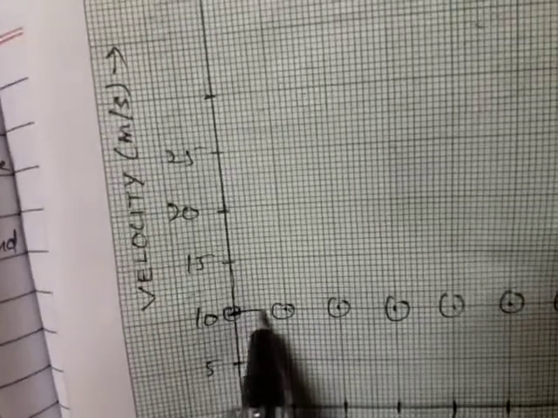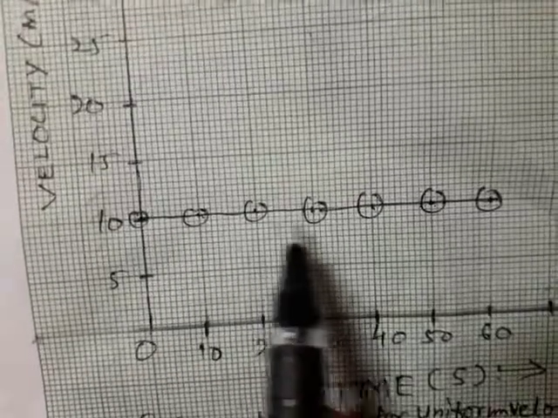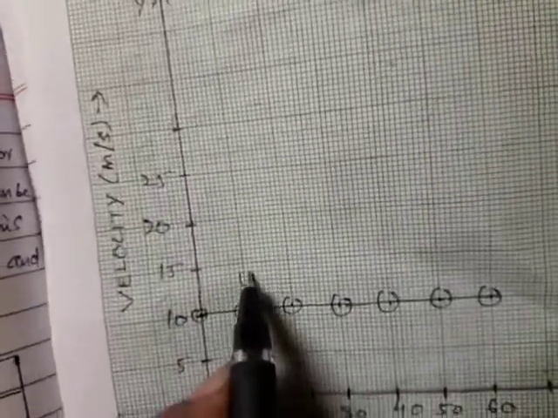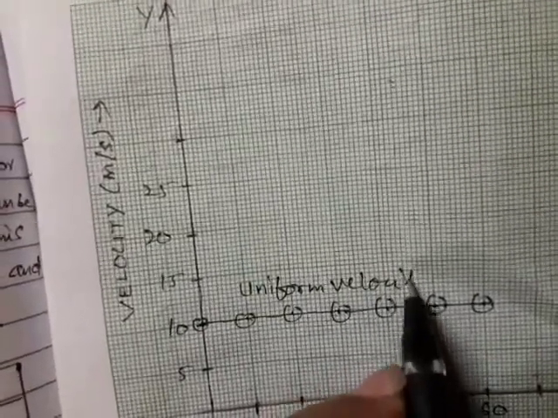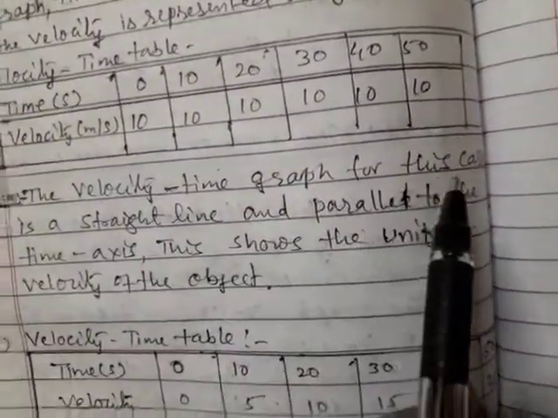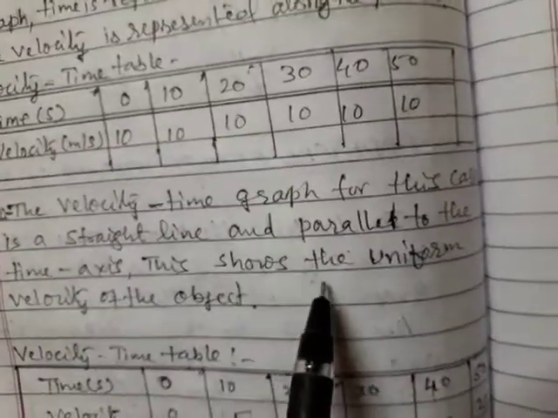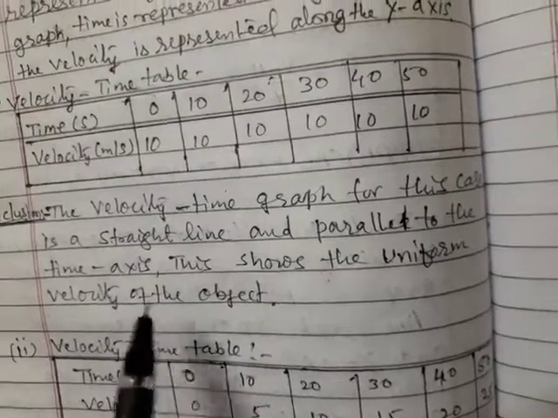Now join all these points and we get the shape of the graph. You see that the shape of this velocity time graph is a straight line parallel to the time axis. This shows uniform velocity. So what is our conclusion? The velocity time graph for this case is a straight line parallel to the time axis. This shows that the motion of the object is uniform velocity, right?